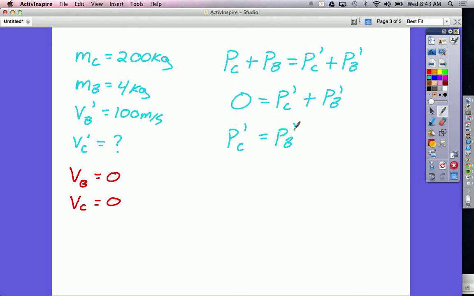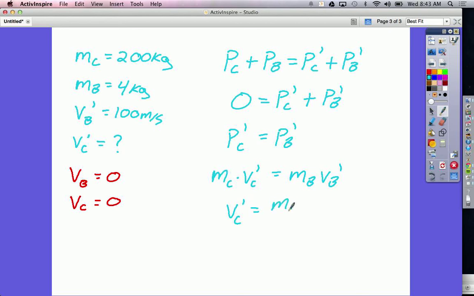We can now expand. We know our momentum equation is mass times velocity, and that's going to be for each. And if we take a look at the stuff that we've already written down, we know the mass of the cannon. We're looking for the velocity of the cannon. We know the mass of the cannonball, and we know the velocity of the cannonball. So we know those things. What we can do is we can really easily rearrange the equation to solve for the velocity. Just divide the mass of the cannon to the other side.